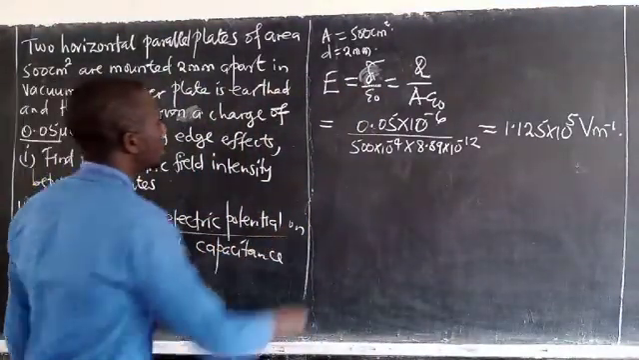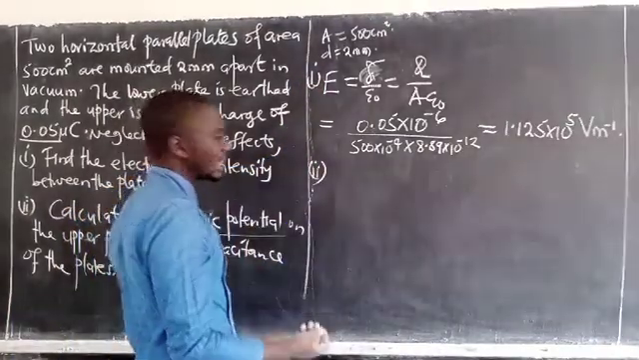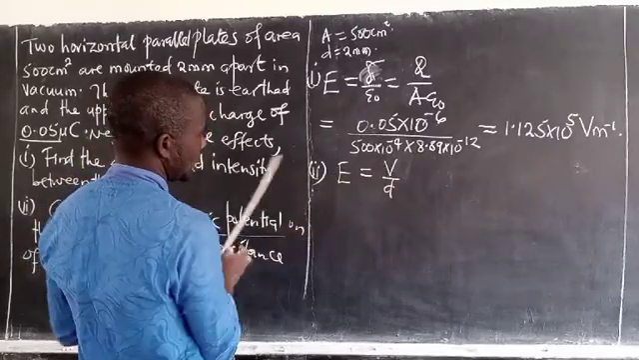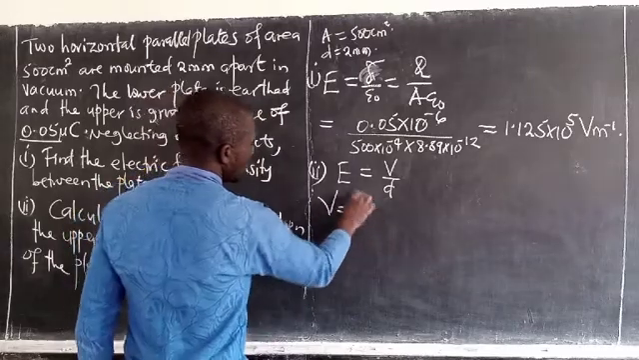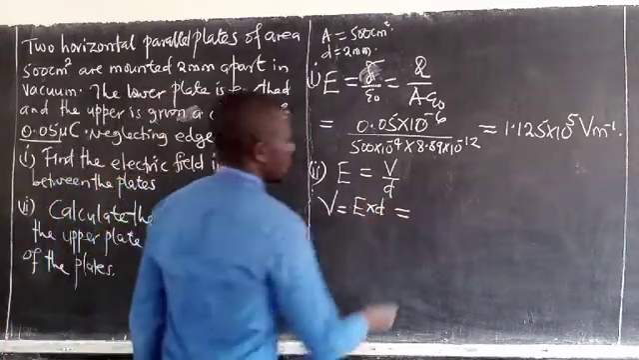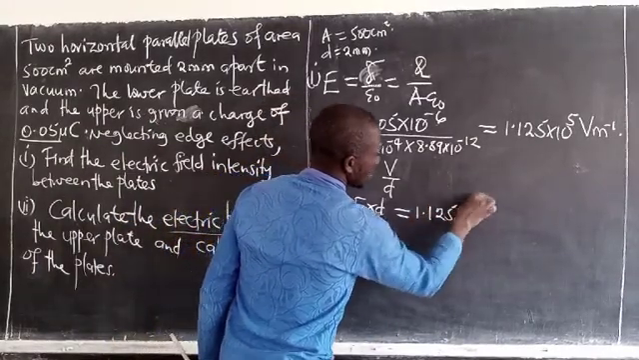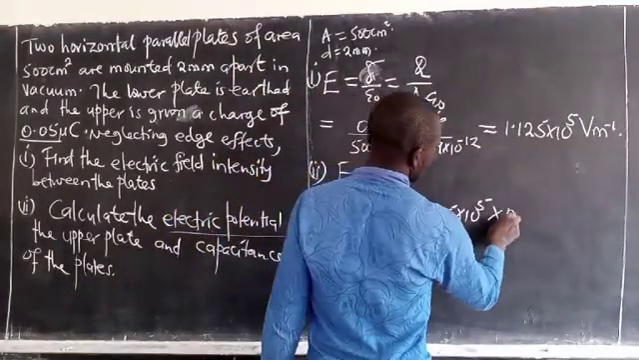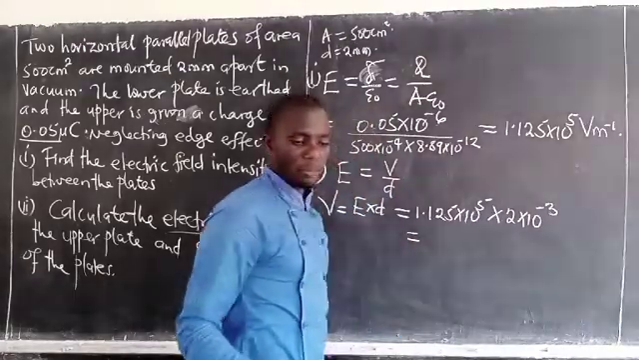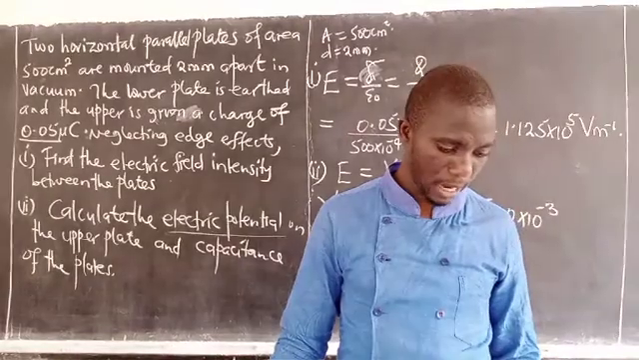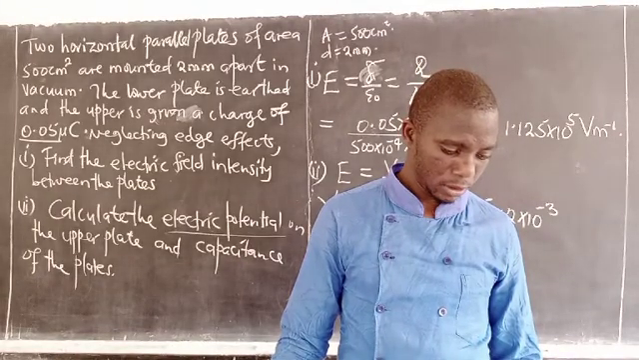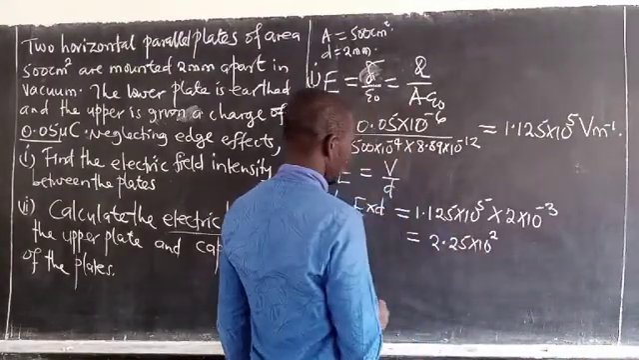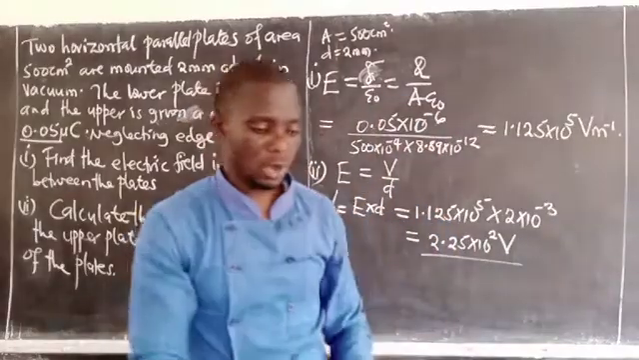We need electric potential. When we have field intensity and d, we know that E is the potential gradient. So we have E and d, meaning V is E times d. Therefore, our V will be E times d, and the E is given here, 1.125 exponent 5. Then the distance of separation is 2 millimeters. When you are changing from millimeters to meters, it is exponent -3. When you perform the calculation, you should get a figure close to 2.25 exponent 2. That is volts. You press your calculator and compare.